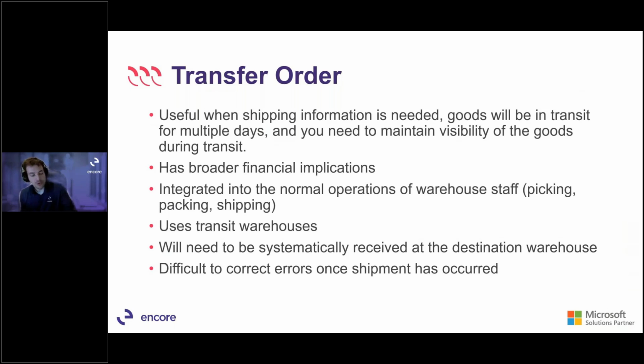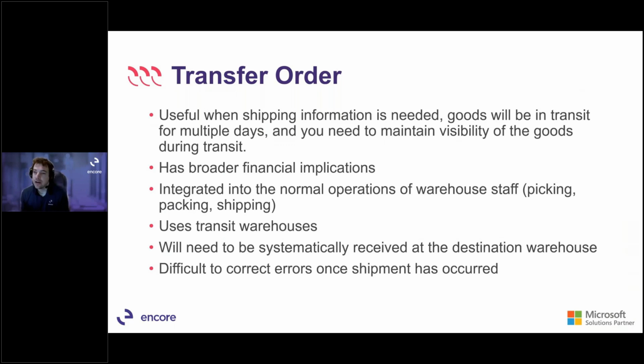So if you're creating a transfer order and you release it down to the warehouse for picking, packing, and shipping, once that shipment has left the warehouse, the only way to reverse that transaction is to receive it at the destination warehouse and then reverse the transfer, meaning create a new transfer order to ship those goods back to the originating warehouse.